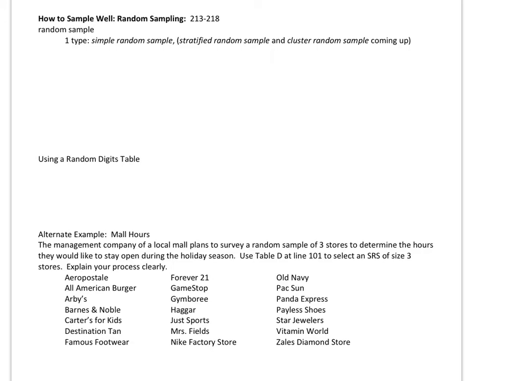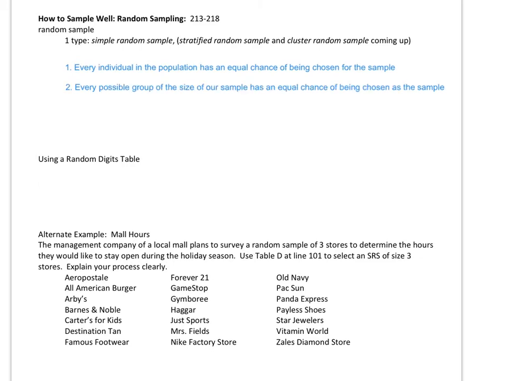But the first is that in a simple random sample, every individual in the population has an equal chance of being chosen for the sample. Makes sense. True about a lot of types of random samples, also true about simple random sampling. The second is a little bit more confusing and a little bit more specific, and the one that makes simple random samples different from the other types of random samples.